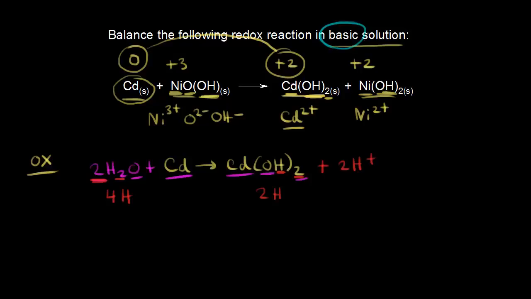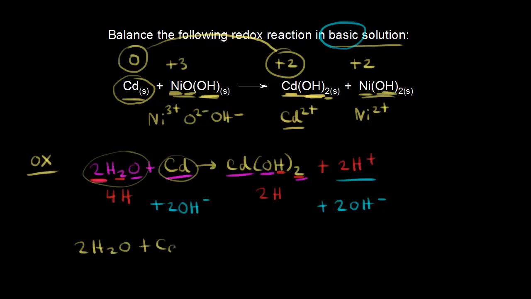So we can add hydroxide to both sides to remove the H+. So if we have 2 H pluses, we need to add 2 OH minuses. And if we add 2 hydroxides to the right side, we need to add 2 hydroxides to the left side. So let's write down what we would have for our oxidation half reaction. We would have 2 H2O plus cadmium, plus 2 hydroxide, giving us cadmium hydroxide, Cd(OH)2.